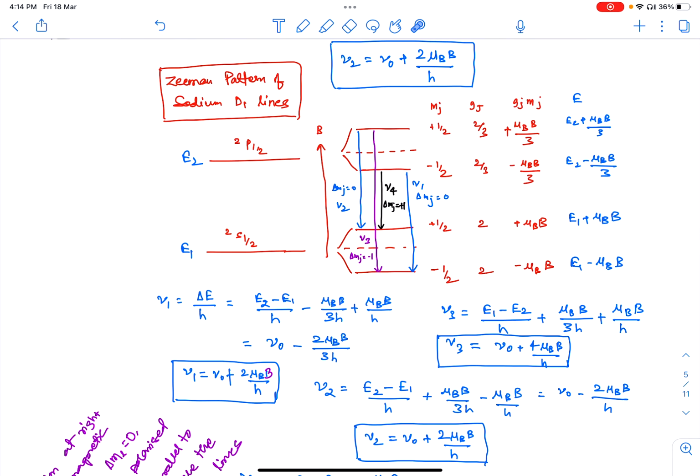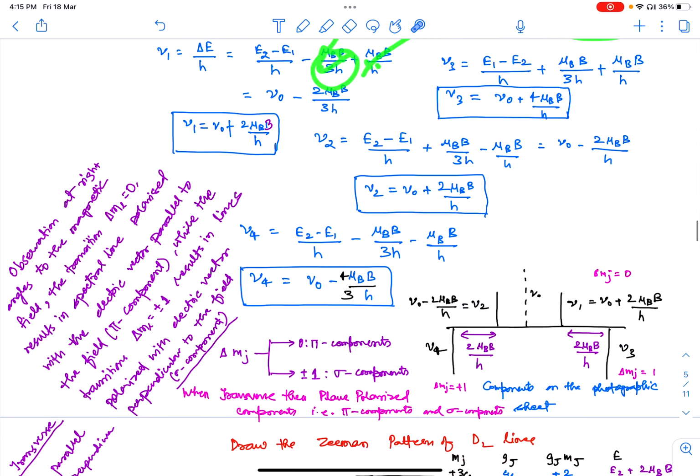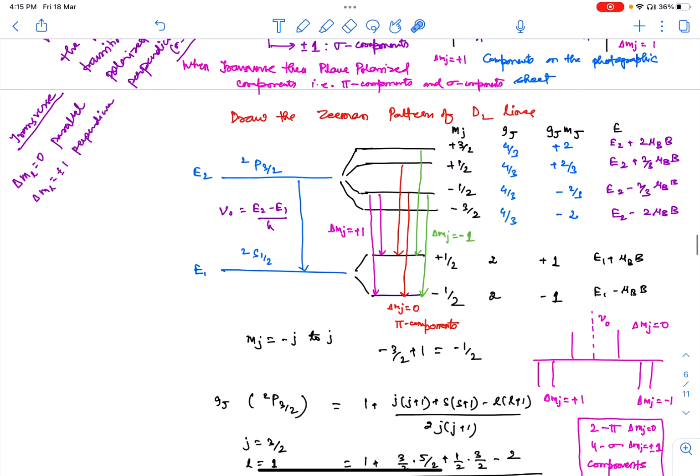So for energy, for example, you have to calculate this. What you will do, because it is going down, is delta E equals E2 minus E1, if E1 is minus of mu_B B by 3h, mu_B B g_J m_J, because you have to take care of this. This is 3h, so this is 3h, this is h, corresponding to this. Energies are written, you can calculate accordingly. Observation we have already done all those.